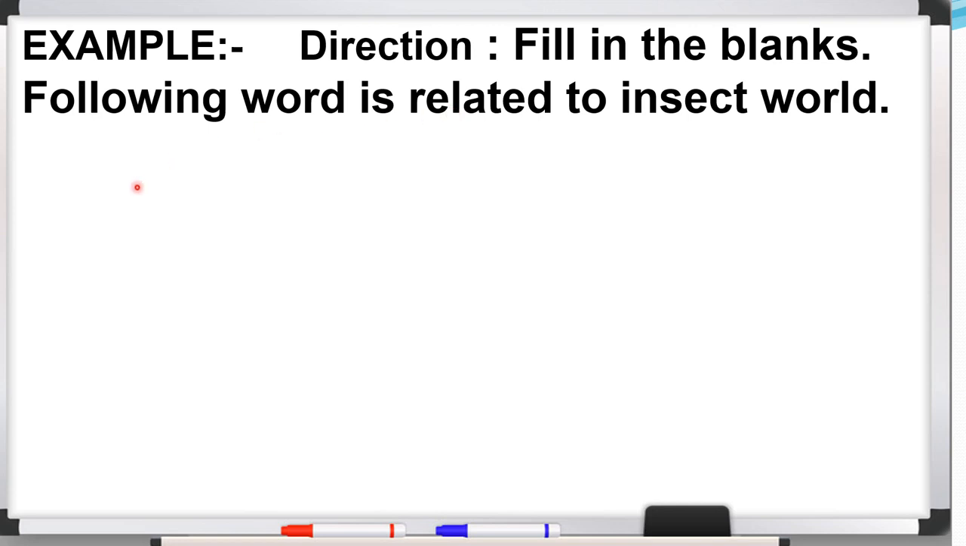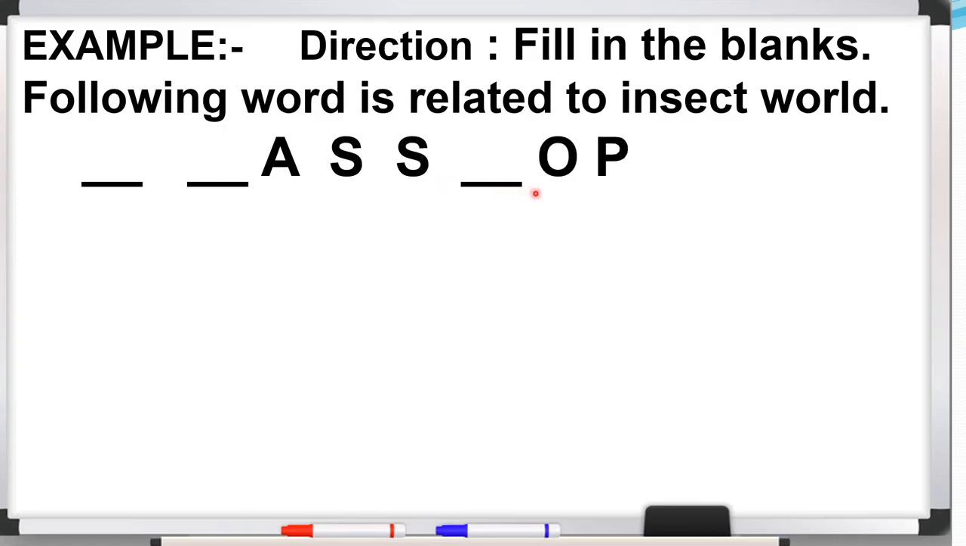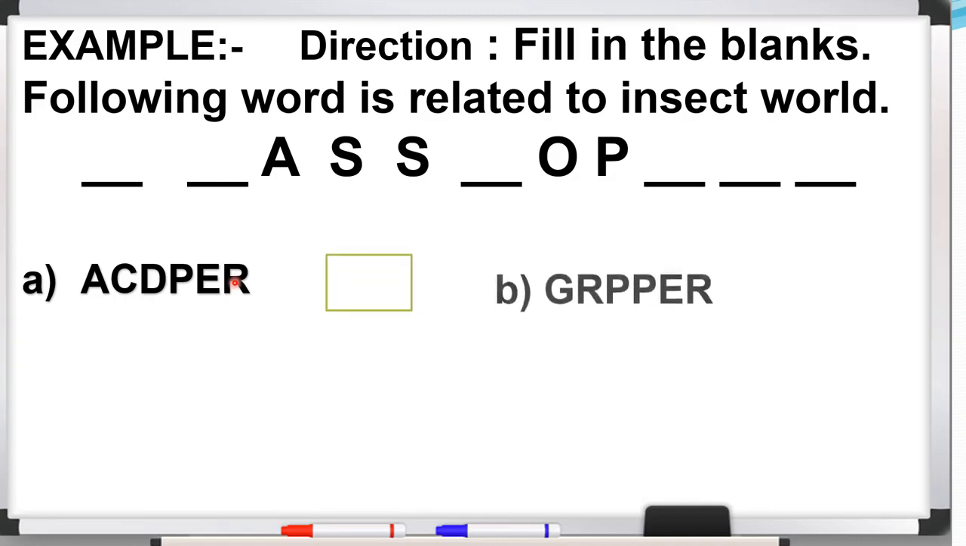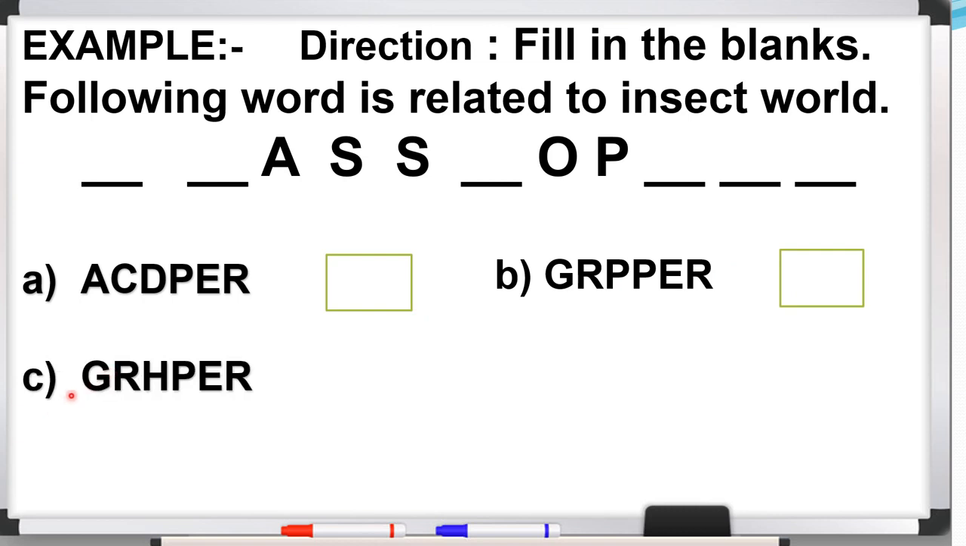So let's start. Here: dash dash A S S dash O P dash dash dash. Okay, this is the name of an insect, and we have to fill in these blanks. Our options are: A, C D P E R; B option है G R P P E R; and C option है G R H P E R; and D option is G A P P E R.